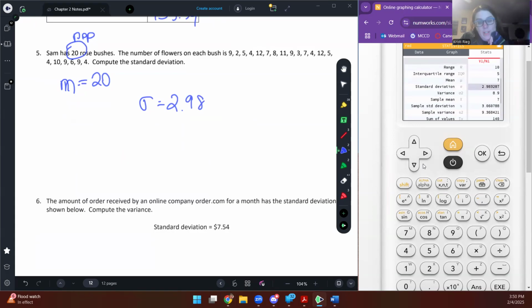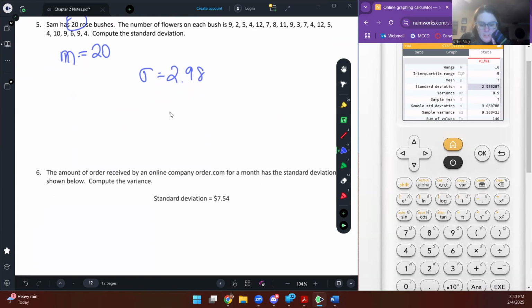And that's it. So I knew it was population because they told me there were 20 and then they gave me 20 data points. If they told me there was 20 and they only gave me 10 data points, then it's sample. If they only gave me 5 data points, then it's sample. But they gave me all 20 data points, so it's population.